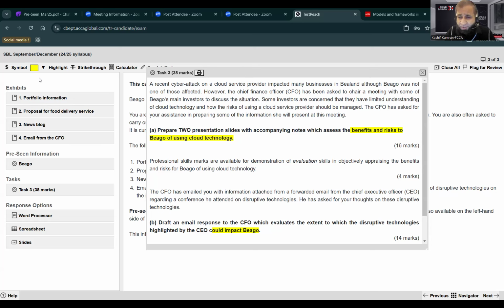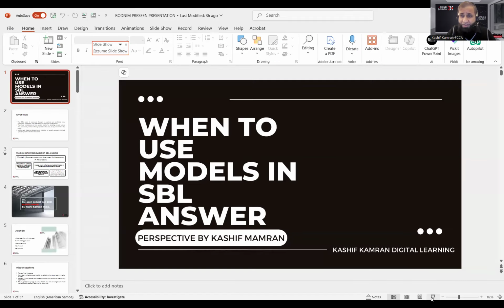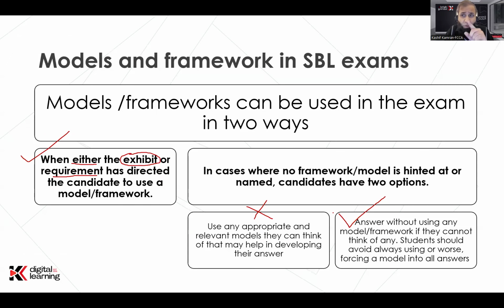Then how we pick the BCG metrics. So I hope you're all clear enough with this exercise which we have done today. I hope you will read the question very carefully and you will ensure that you're not just reading the exhibits, but you're also reading the requirement to be very sure of the model to use. And if there is no hint of a model in the requirement, and there is no hint of the model in the exhibit, then you can answer the question without a model.